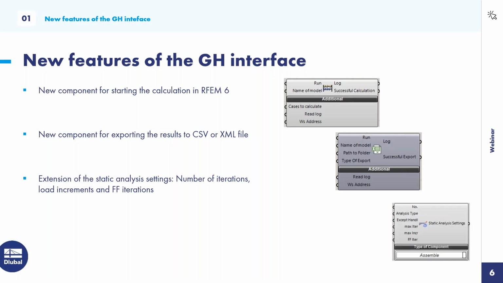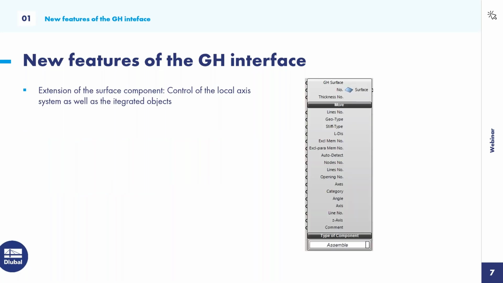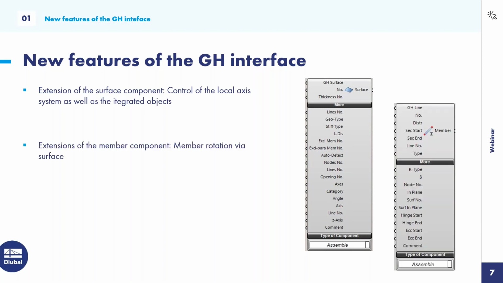Additionally, we extended the static analysis settings component with the number of iterations, the load increments, and the form finding iterations. Last two changes, we extended the surface component. You can now control the local axis system as well as the integrated objects via the new inputs here. And we also extended the member component with a simple function, the member rotation via surface.